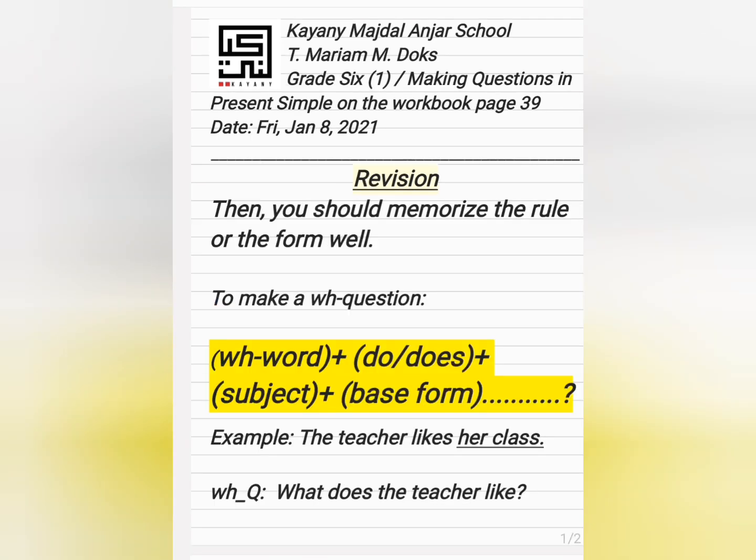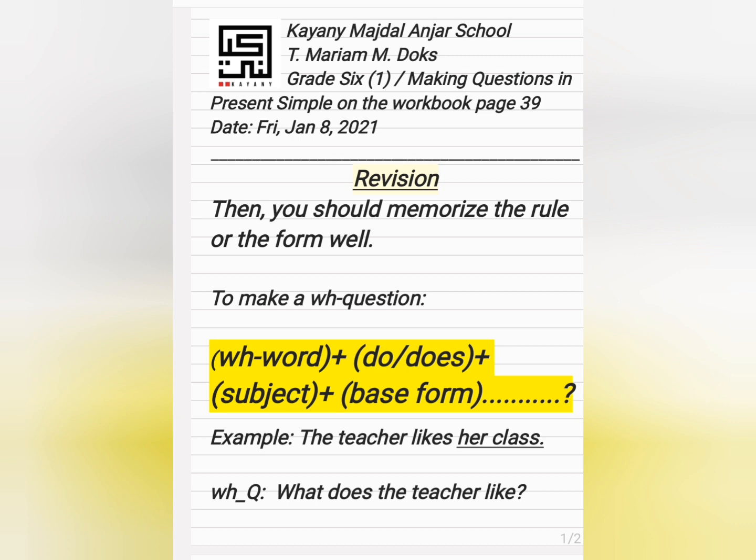The most important is the structure or the form of the WH question. Okay, you have to keep in mind, you have to memorize this rule or form. When you want to make a WH question, you have to follow this structure: the WH word, then do or does, then the subject, plus the base form and the complement of the sentence.